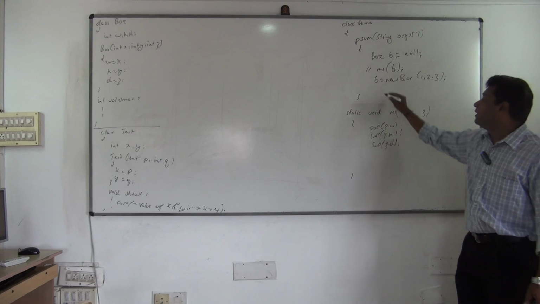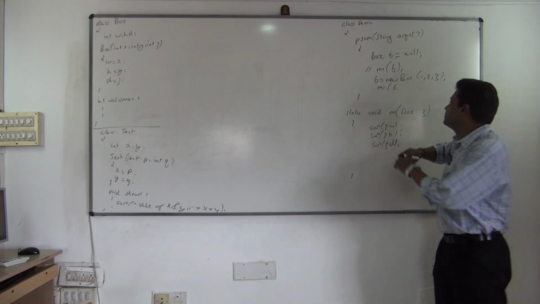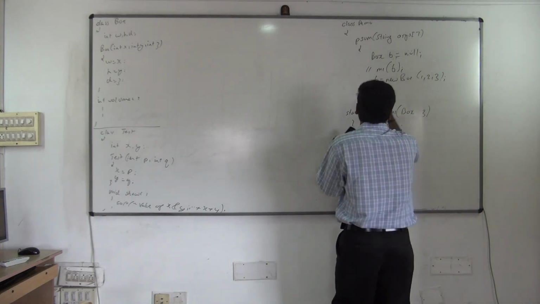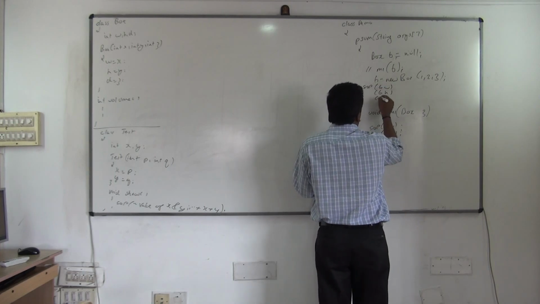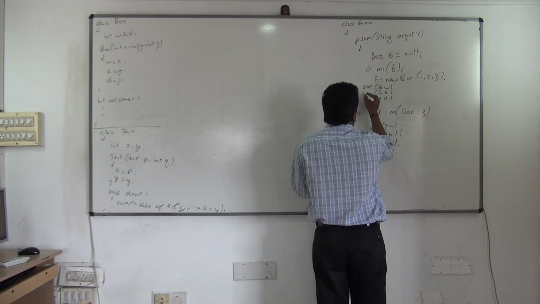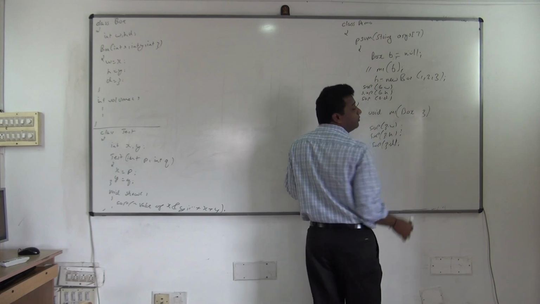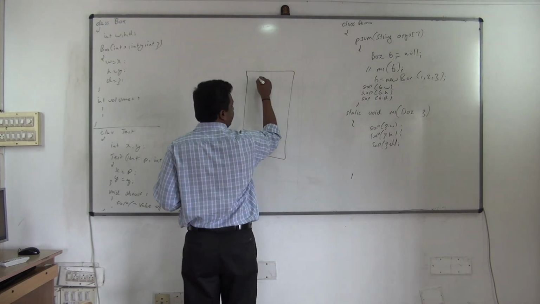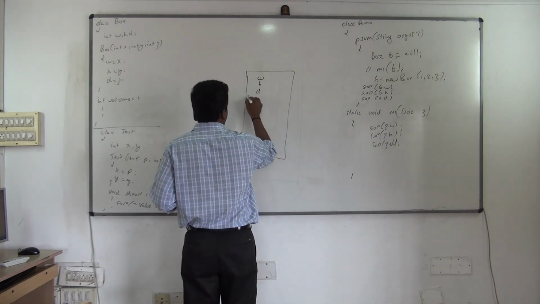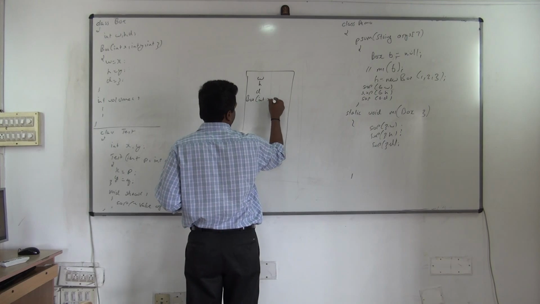Understood? And then I'll call M1 of B. You print all the values. SOP, B.W, B.H, B.D. What will it print? 1, 2, 3. I'm using the constructor. So what has happened now? One new memory has got allocated. You got W, H and D. You got the constructor here.